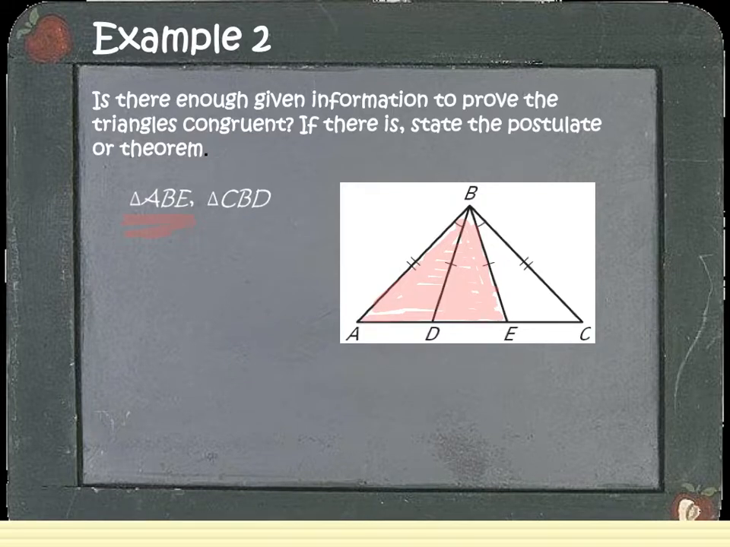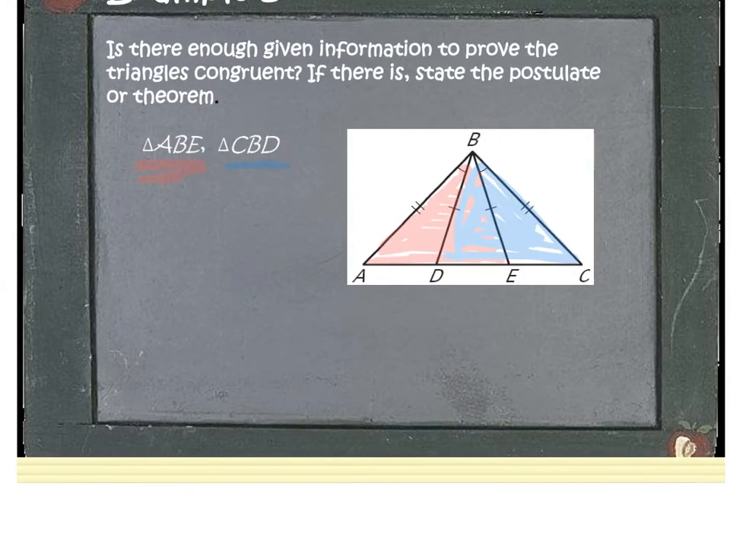And then CBD. So then this one. So see how they sort of have an overlap piece there? All right, so is there enough information? I don't know if it'll help you. Let's pull them apart. Maybe that'll be easier to see.